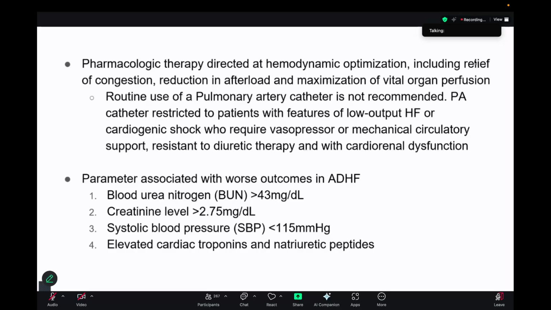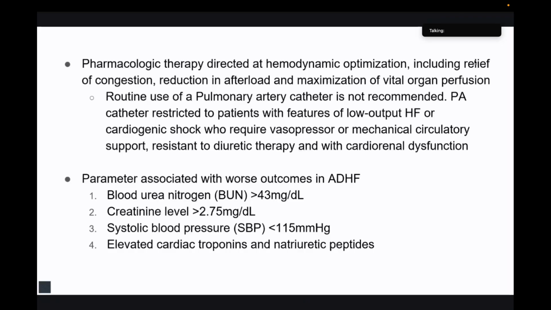The parameters that are associated with worse outcomes in ADHF are elevated BUN, elevated creatinine, a systolic blood pressure that is less than 115 millimeters of mercury, and if they have elevated cardiac troponins and natriuretic peptides upon evaluation.